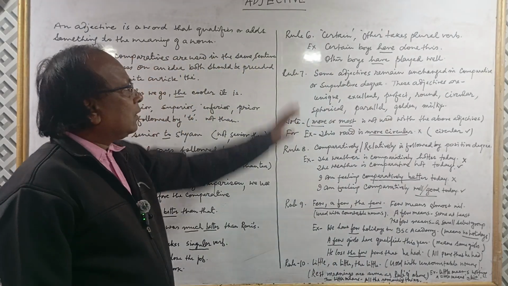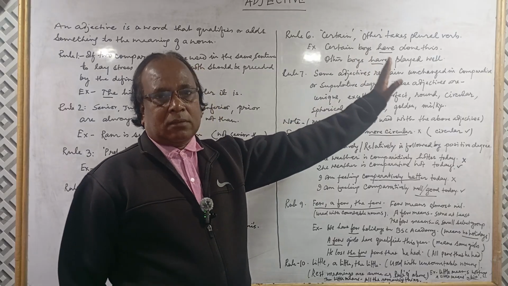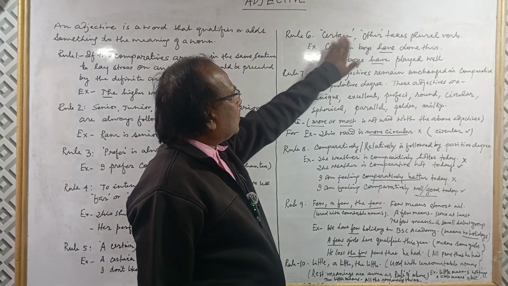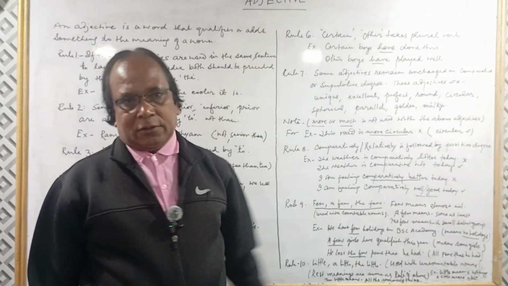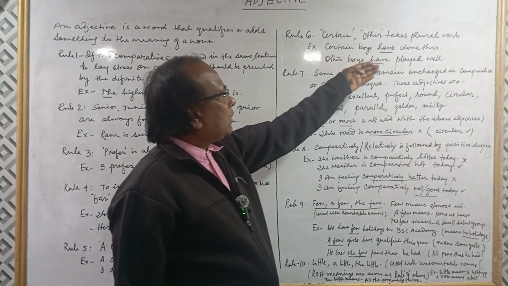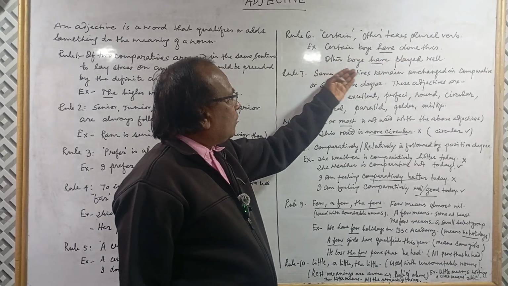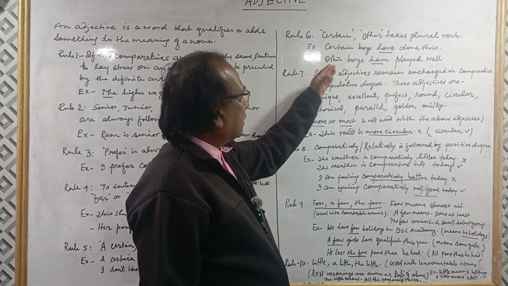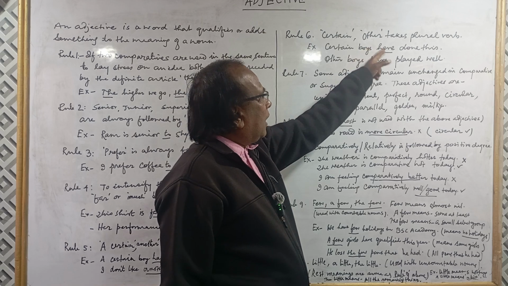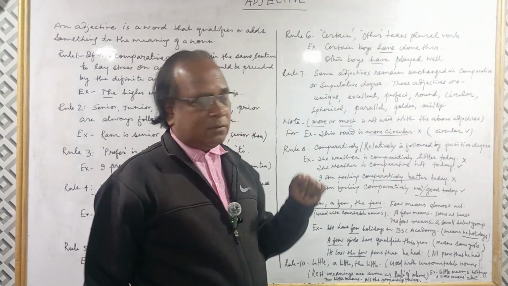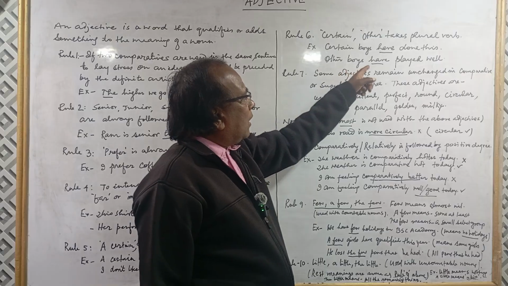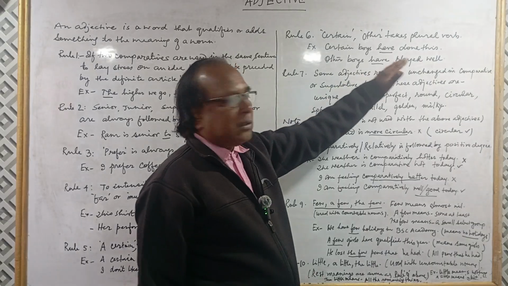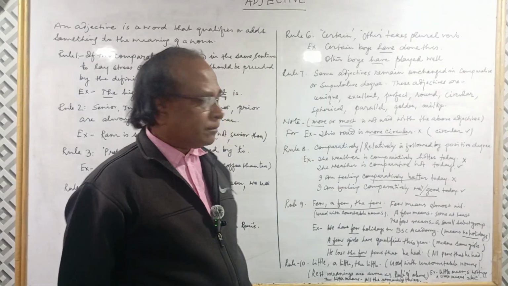Now, next rule. Rule number 6. Certain and other take plural verb. Means these two words are plural in nature. For example, certain boys have done this, other boys have played well. Here, certain is plural, that's why boys and have have been used. Other boys have played well. Here, other is plural, that's why boys and have have been used.